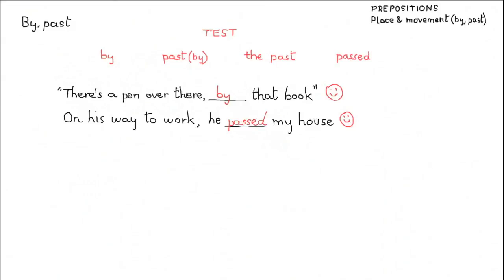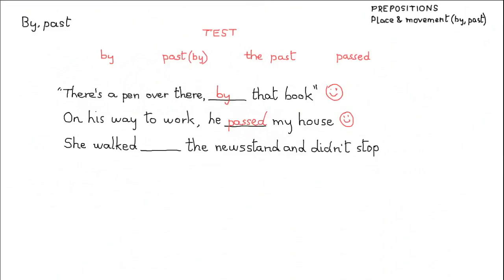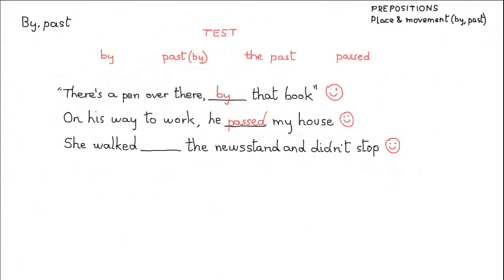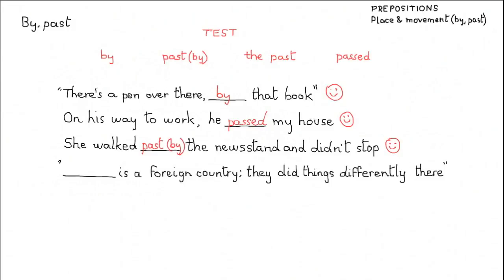And here's the next one. She walked the newsstand and didn't stop. Think about that. Make your choice. Oh no, you're unlucky. That wasn't the one. Click here to try again. Yes, good. That's right. I'll just write the answer in, past or by.